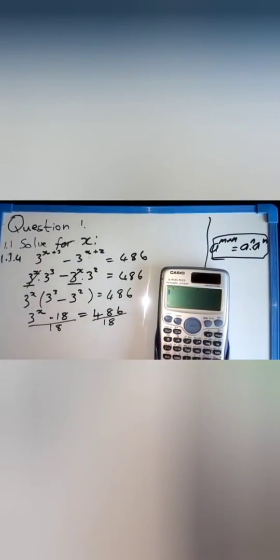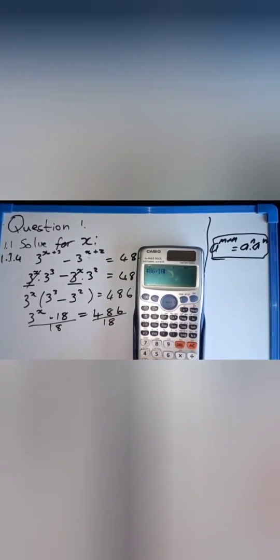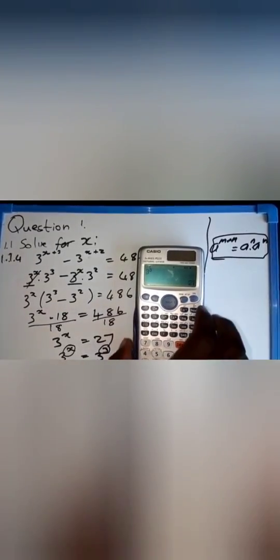Right. So 486 divided by 18 gives me 27. And here I've got 3^x. 27 can be written as 3 to the power of 3. Right. 3 to the power of 3 is 27. And here we have 3^x. Which means that this and this are equal because the bases are the same. So you have what? x is equal to 3. Alright, cool. That was a bit easy. Just applying exponential laws, factorizing, and then you're good to go.